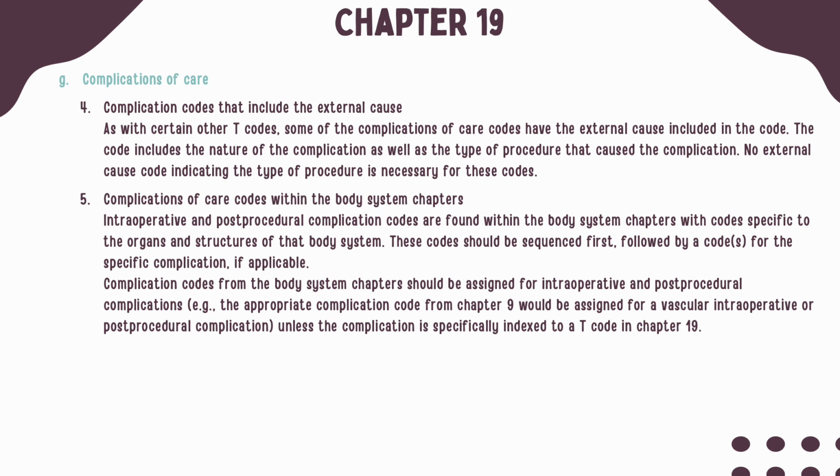Intraoperative and post-procedural complication codes can be found within the body system chapters with the codes that are specific to the organ or structure of that body system. These codes should be sequenced first and followed by the codes for the specific complication, if appropriate. These complication codes within the body system should be assigned, for example, Chapter 9 for a vascular intraoperative or post-procedural complication, unless the alphabetic index indexes the complication to a T code within Chapter 19.